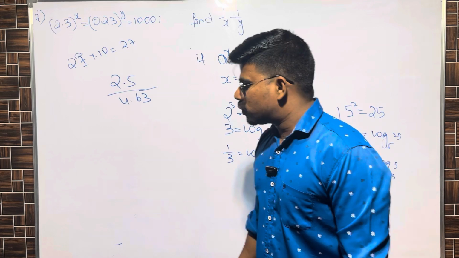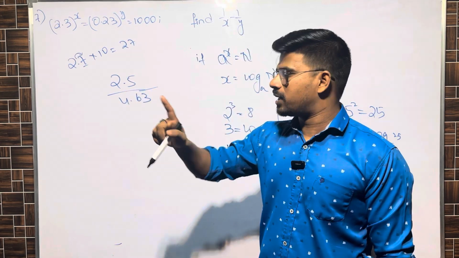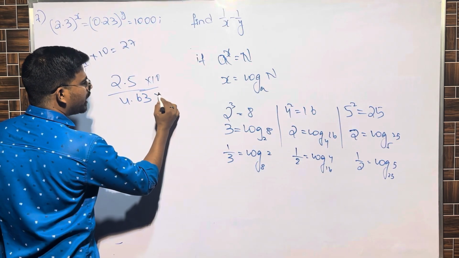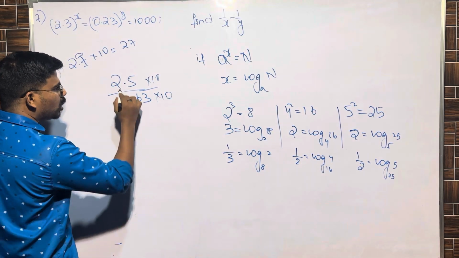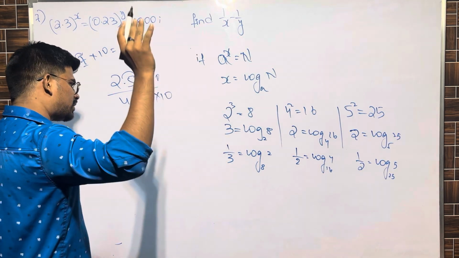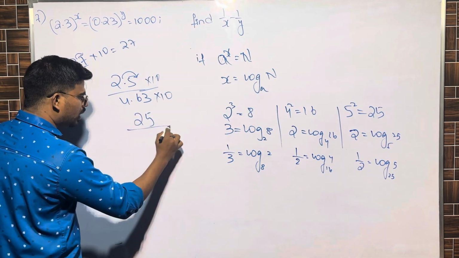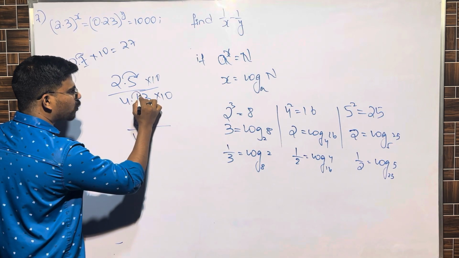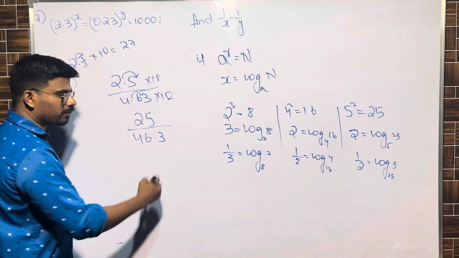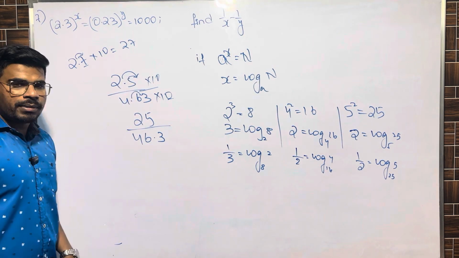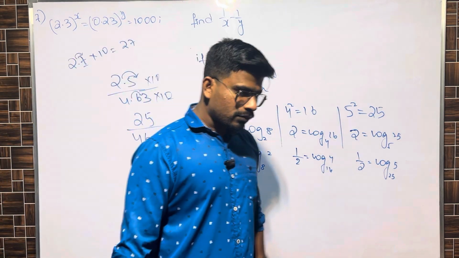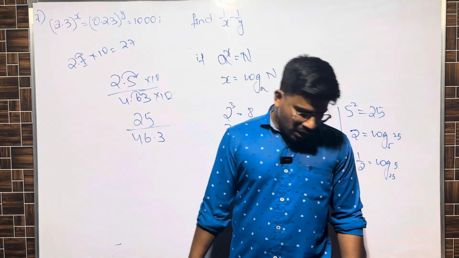That's not possible. So let us think that I am multiplying by 10. What happens? 2.5 will become 25, the point will shift to this side, and we just remove it. In the denominator, 4.63, the point shifts only 1 place because we have taken only one 0. So it will become 46.3. Even after multiplying by 10, we still have a point.